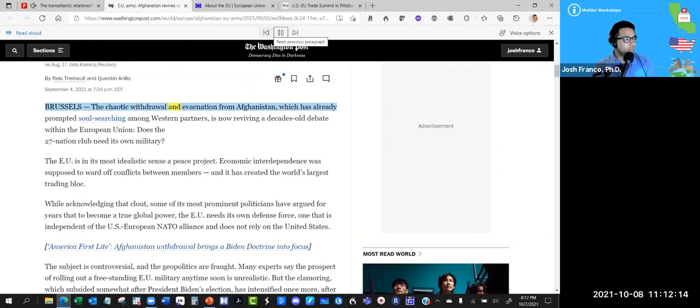Brussels. The chaotic withdrawal and evacuation from Afghanistan, which has already prompted soul-searching among Western partners, is now reviving a decades-old debate within the European Union. Does the 27-nation club need its own military? The EU is in its most idealistic sense a peace project.